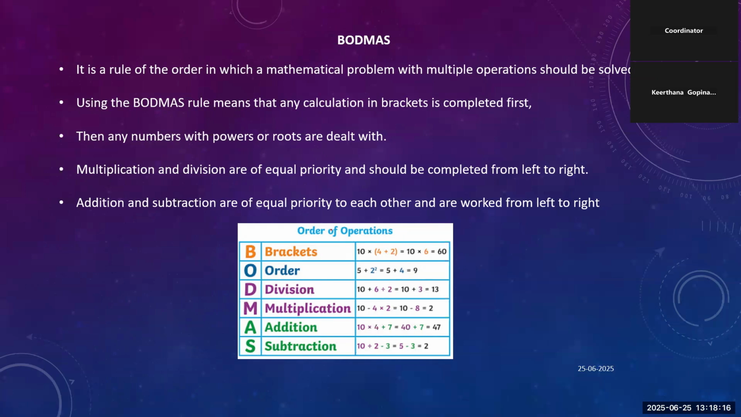So B means bracket. O means order. First we have to solve whatever is inside the bracket. Then we have to use the order, which is the power. If any power is given, then we should solve the power first. First bracket, then power, then divide, then multiply, then add, then subtract. That's all. Then only you will get the correct answer. For example, I will tell you.